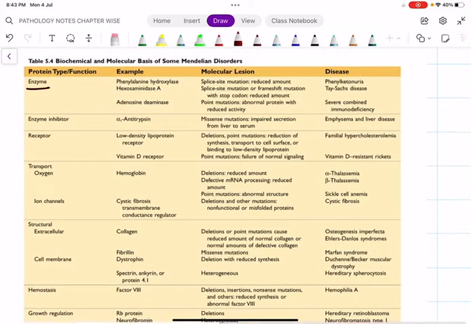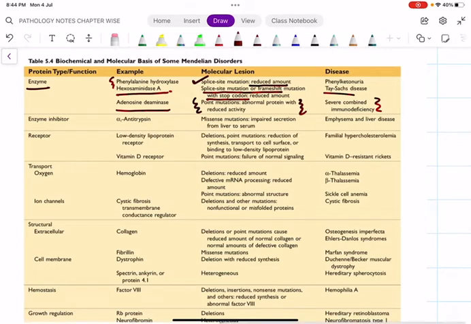Enzyme deficiency: phenylalanine hydroxylase deficiency causes phenylketonuria, hexosaminidase A deficiency causes Tay-Sachs, and SCID is because of adenosine deaminase deficiency. Remember the molecular lesion, that means what is the problem which is happening. In phenylketonuria, splice site mutation with reduced amount, that means reduced protein synthesis. Whereas in hexosaminidase A, there is splice site mutation or frame shift mutation with the stop codon. And adenosine deaminase deficiency is point mutation.